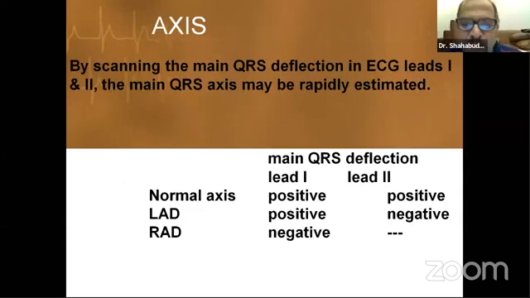In a simple way, we can remember this also. If we consider lead 1 and 2, we can memorize this also. If leads 1 and 2 are both positive, it is normal. If lead 2 is negative, it is left axis deviation, and if lead 1 is negative, it is right axis deviation. It's a very quick and simple calculation.